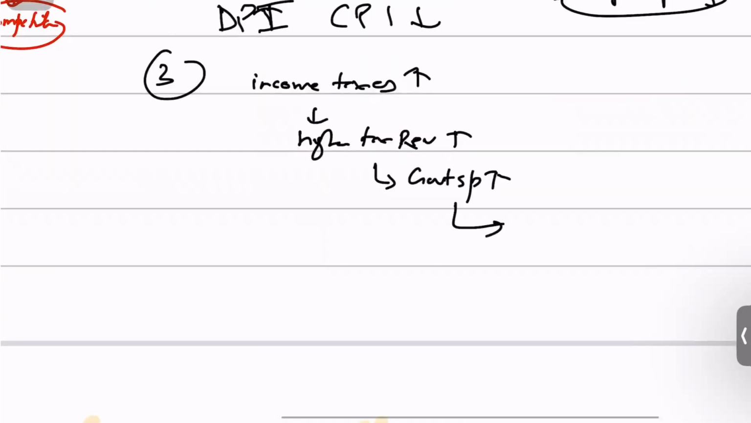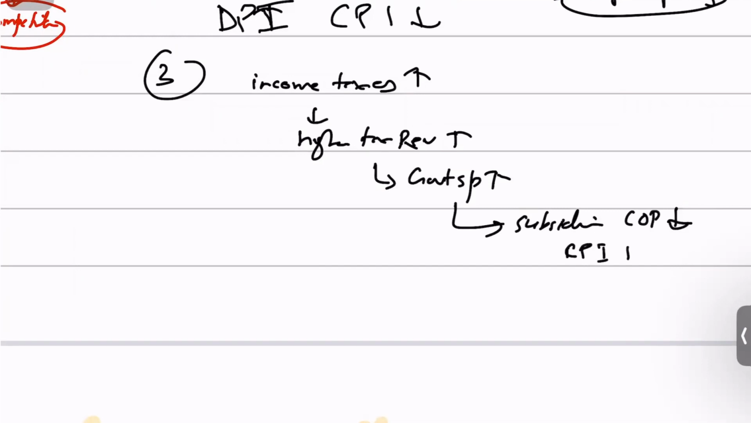If government spends more money on subsidies, the cost of production would go down, and this would reduce cost push inflationary pressures. Cost push inflation would go down.